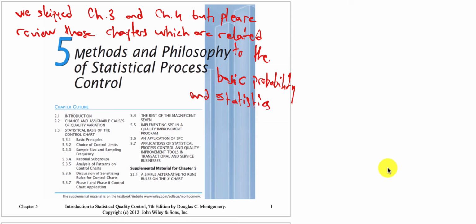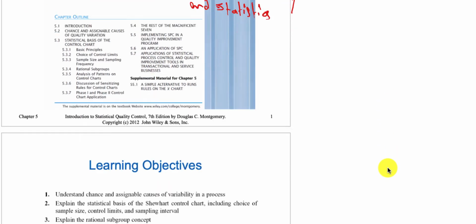We are not going to go over chapter 3 and chapter 4. These are the parts for revision of all the topics you have seen in the probability and statistics courses. So I suggest you review these topics, then you can apply the statistics knowledge in this course as well. Right, let's continue.